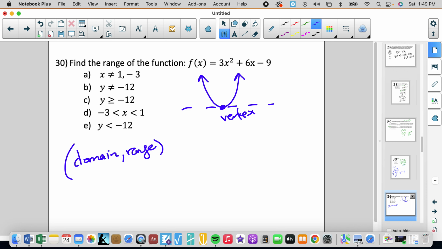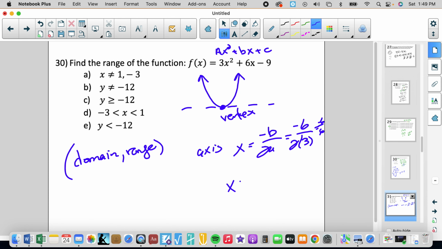and this is not in vertex form, so I'm going to have to find the axis of symmetry, which gives me an x value of opposite of b over 2a, ax squared plus bx plus c, where b is 6, so negative 6 times 2 times a, which is 3, which is negative 6 over 6. So my x value is negative 1, so I found the axis of symmetry.